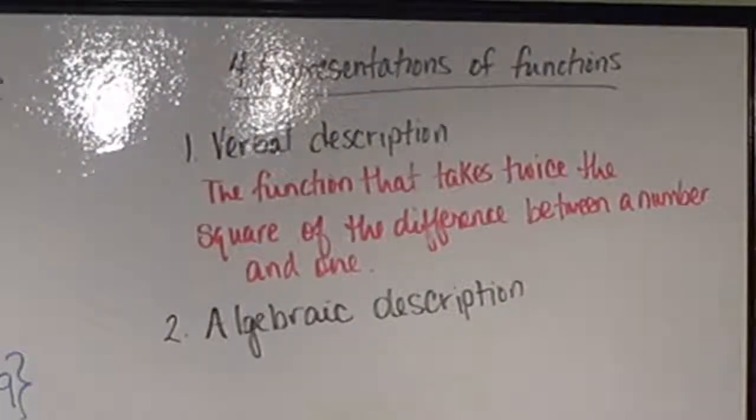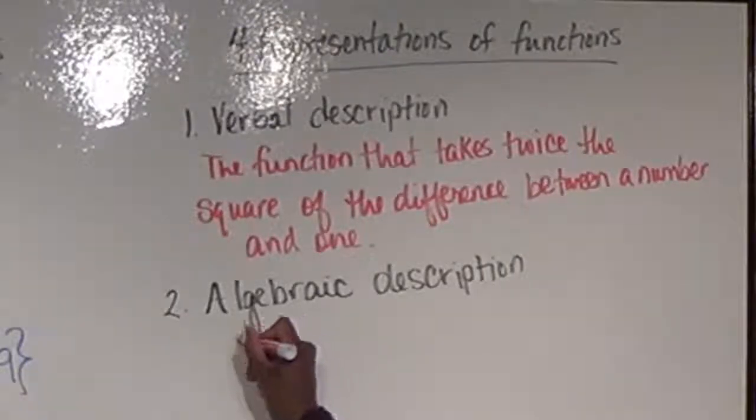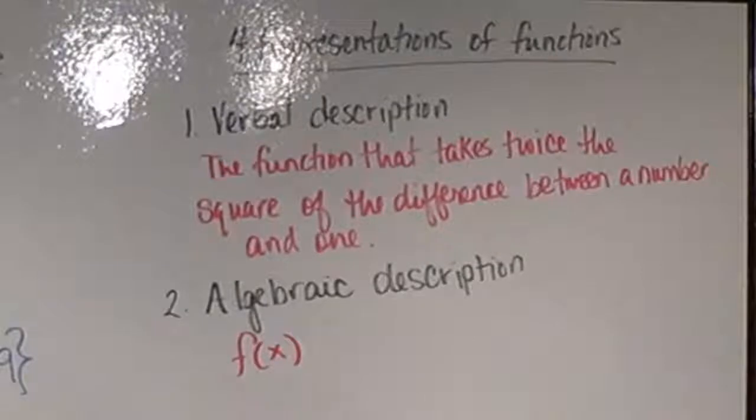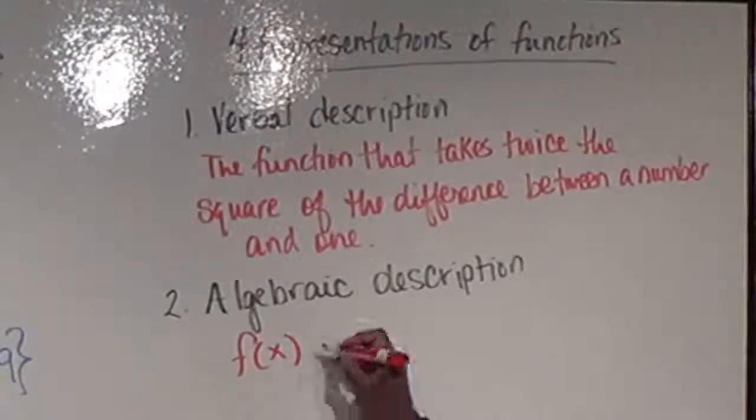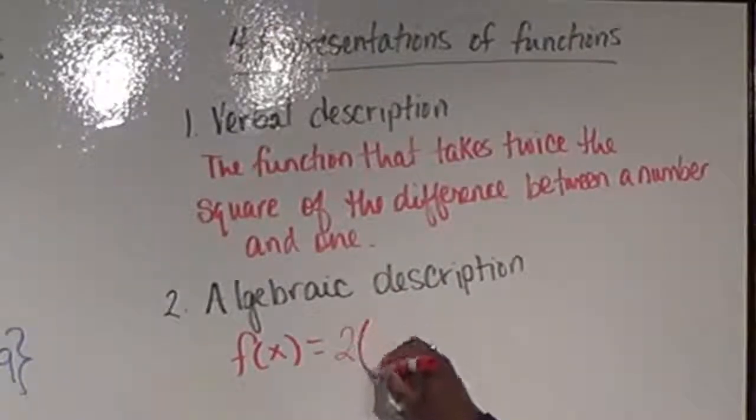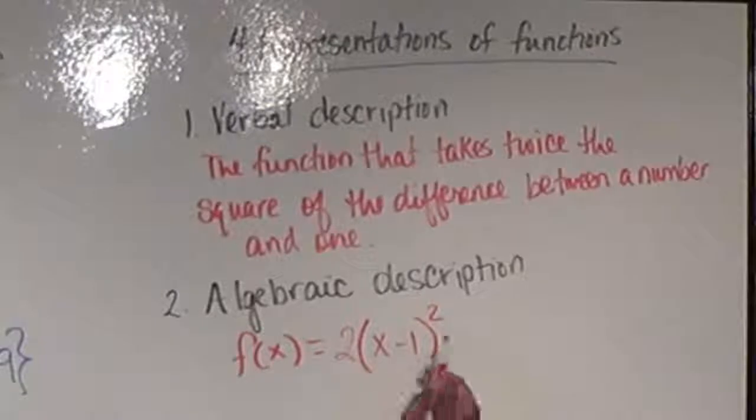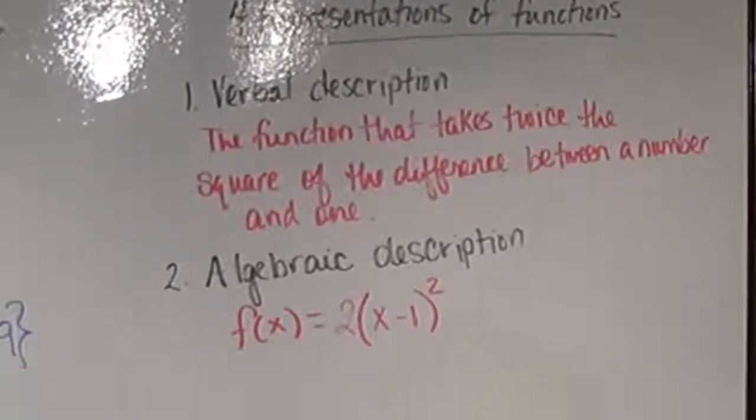And the algebraic description is just like what it sounds like. I'm going to get an algebraic expression that's going to describe this function. So if I'm going to take a function, I'm going to call it f of x. Again, the name and the domain variable are dependent on what you decide or what the function describes. Some of them will have specifics in there. But there's my function name, and it's going to take twice the square of the difference. So I'm going to need a difference in there, and I'm going to square it between a number and 1. Okay, so there's my function in its algebraic representation: 2 times the quantity x minus 1 squared.